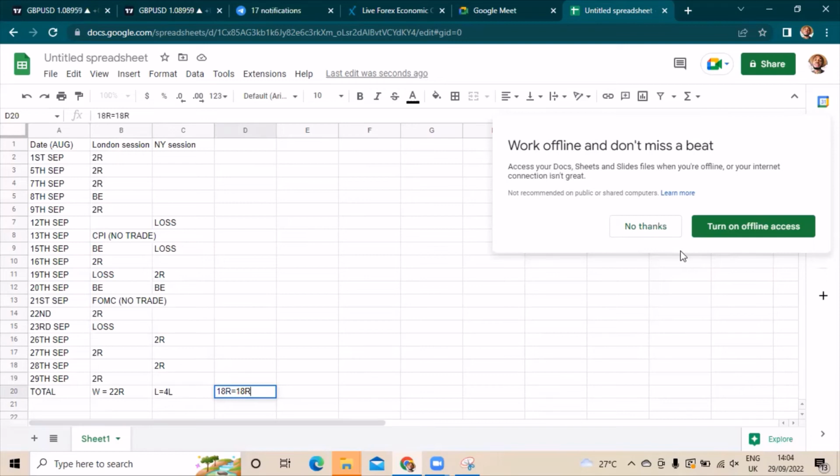I'll be launching my premium signals very soon, and this is just the least way I can show you guys that, okay, this is what my strategy can do. Okay, I am profitable, and this is what we can get out of it. So if we can make 18R in September, you can.